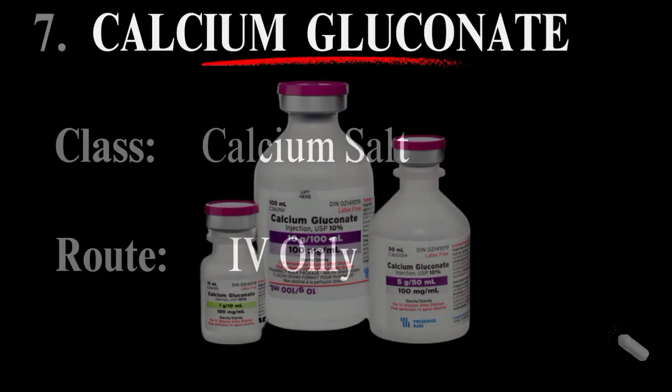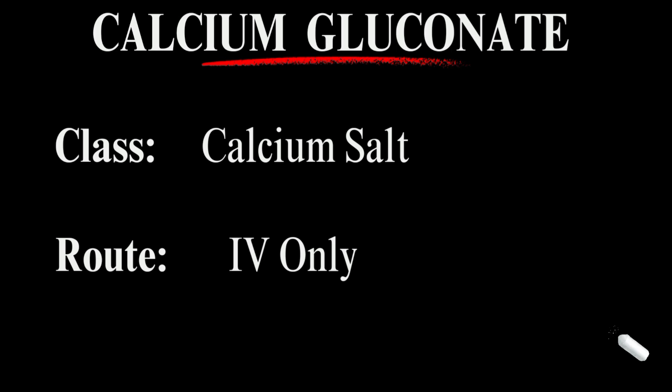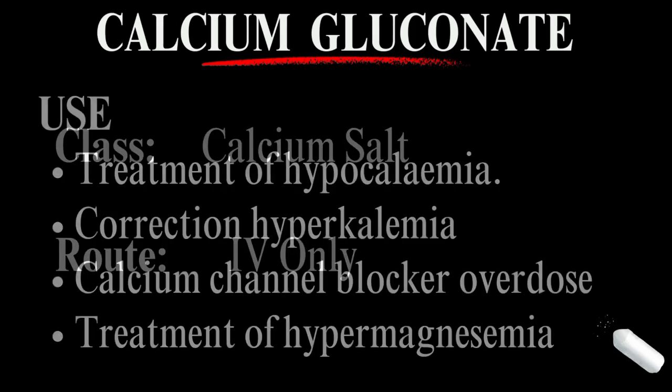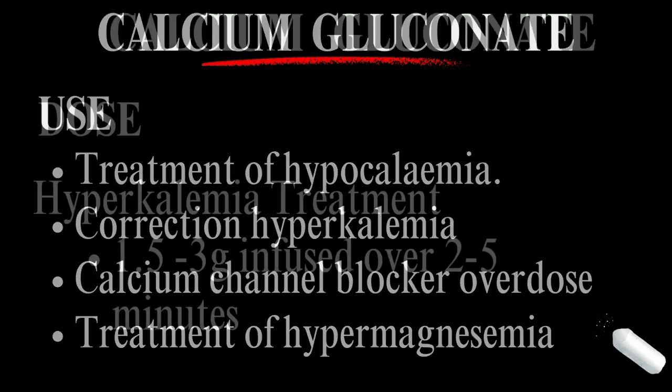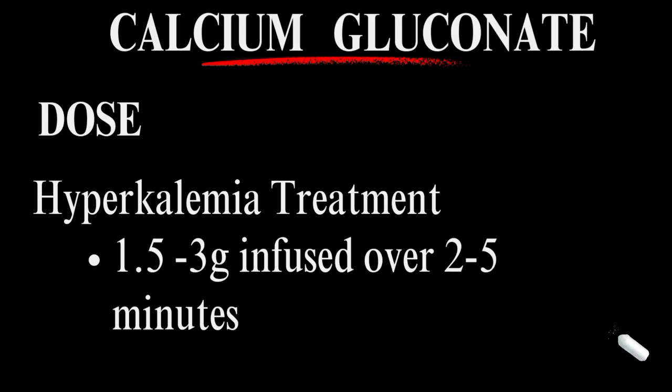Calcium gluconate. The route of administration is IV only and it is used in the treatment of hypocalcemia and also used to stabilize the heart during hyperkalemia treatment. It's used as an antidote for calcium channel blocker overdose and also for the treatment of hypermagnesemia. The dose for the hyperkalemia treatment is 1.5 to 3 grams infused over 2 to 5 minutes.